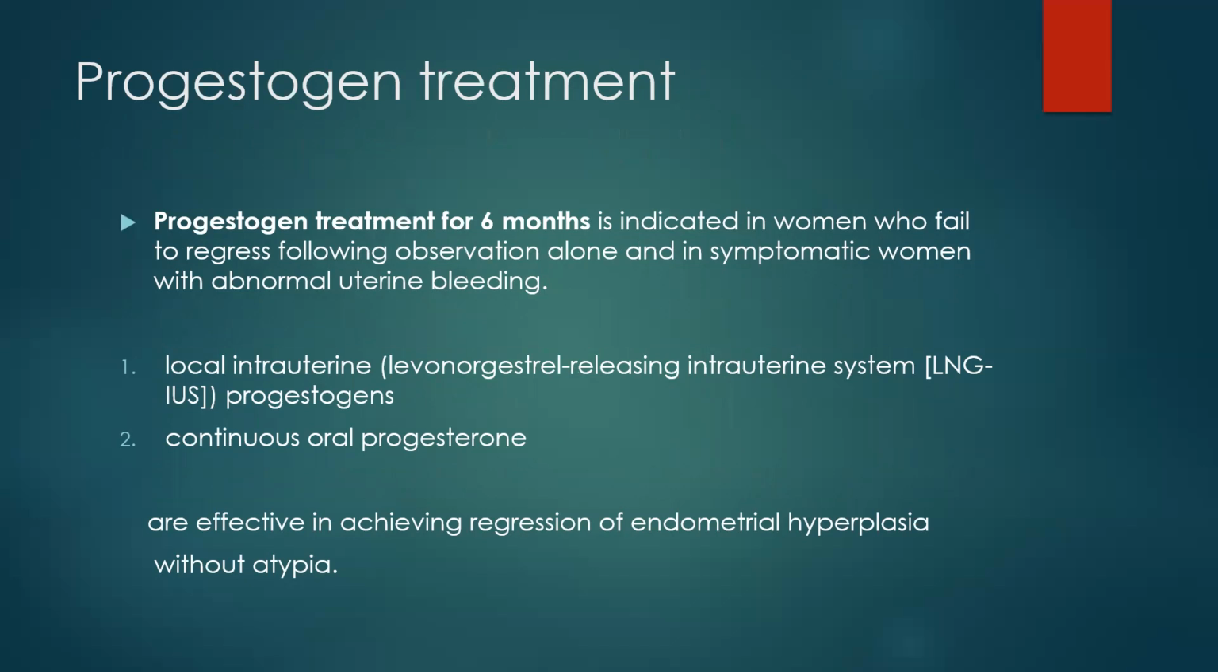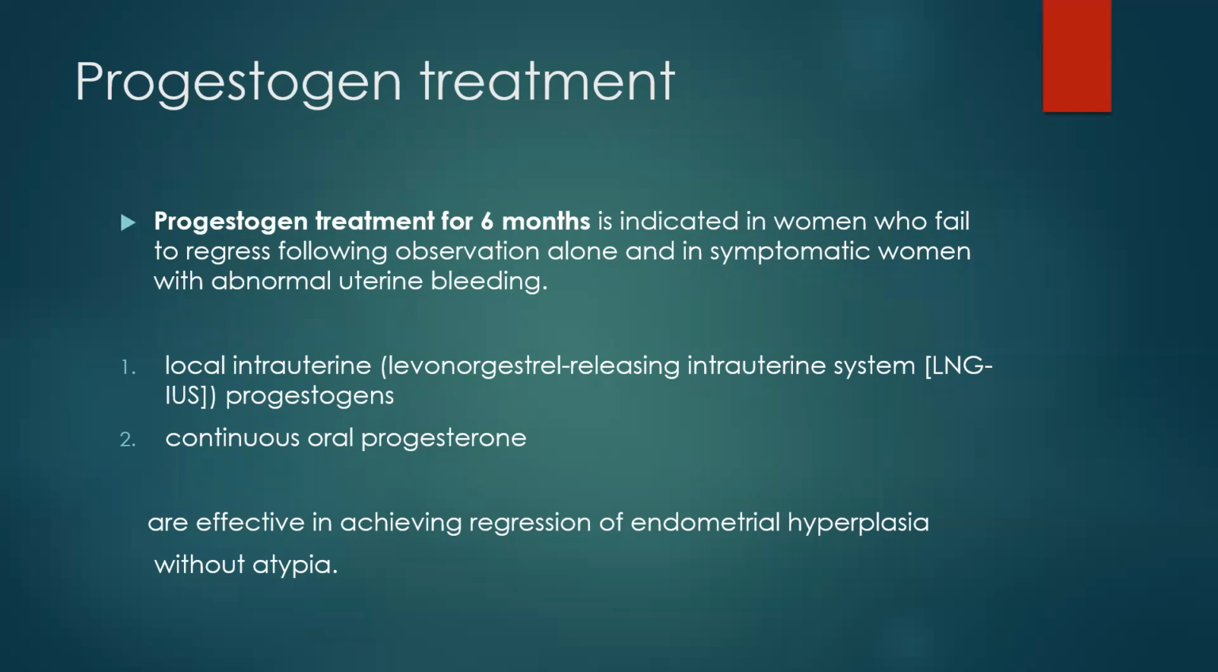So if she says, okay, I want to have progestogen, then we will give that. Treatment for 6 months is indicated in women who fail to regress following observation alone, or in symptomatic women with abnormal uterine bleeding. We can use it if the observation fails, or the patient can opt for this treatment from the start.